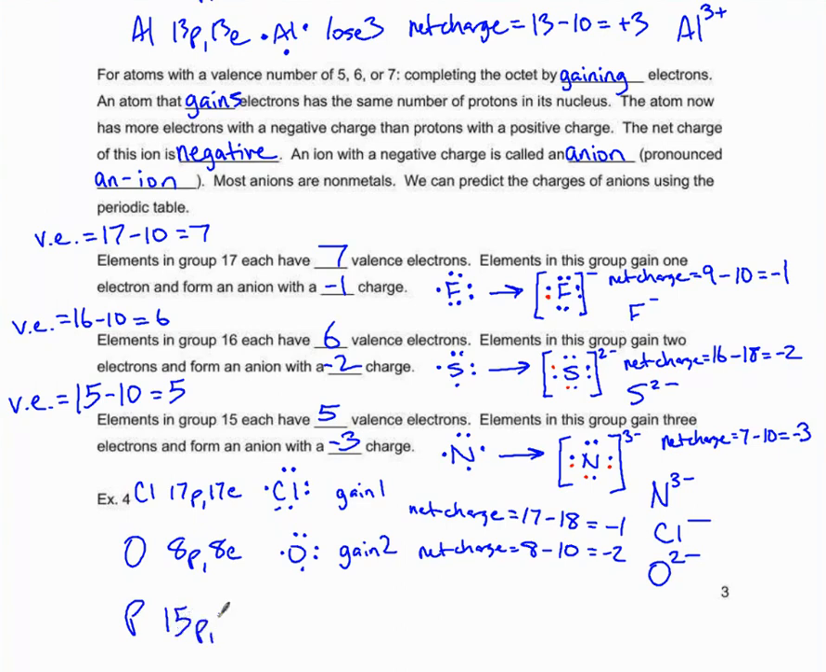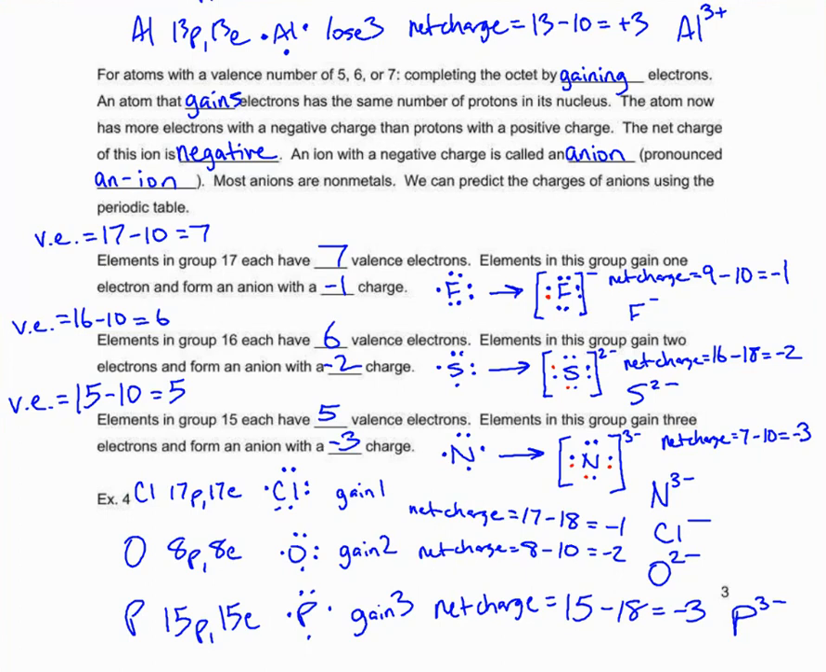Phosphorus, 15 protons, 15 electrons when it's neutral. Here's its electron dot structure. And it will have a complete octet if it gains 3. Net charge, we're talking about 15 protons minus, it now has 18 electrons. So the charge will be -3, and the ion will be P3 minus.